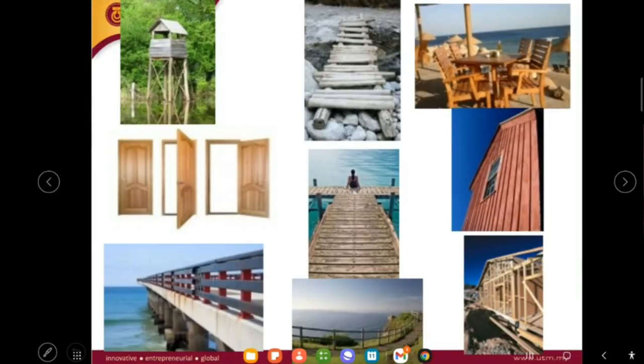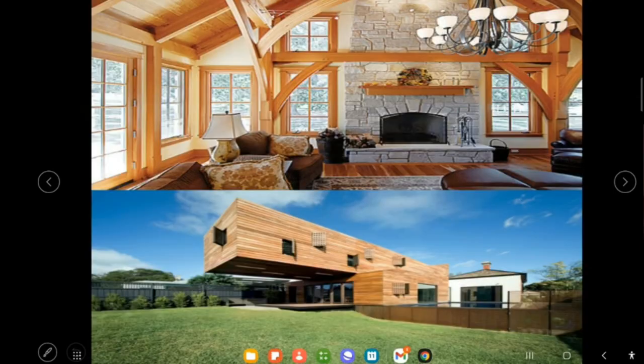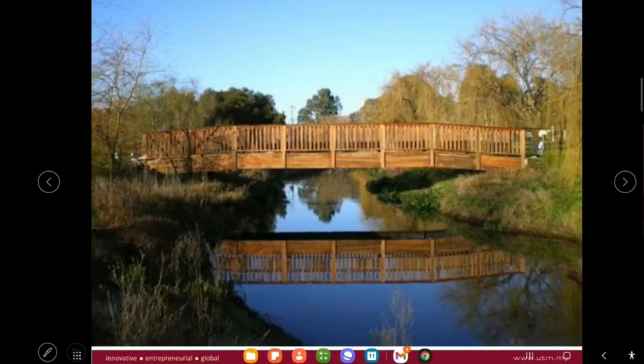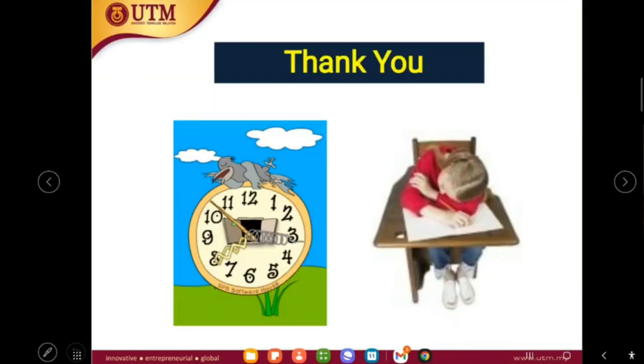Another application is mainly in our house, where we use it for our doors and so on, and then for outdoor furniture, which is nice. It can also be combined with other construction materials, for example, concrete. It is easily combined by using bolts and nails, even nails only. So those are other pictures. Okay, so I think that would be all for today.